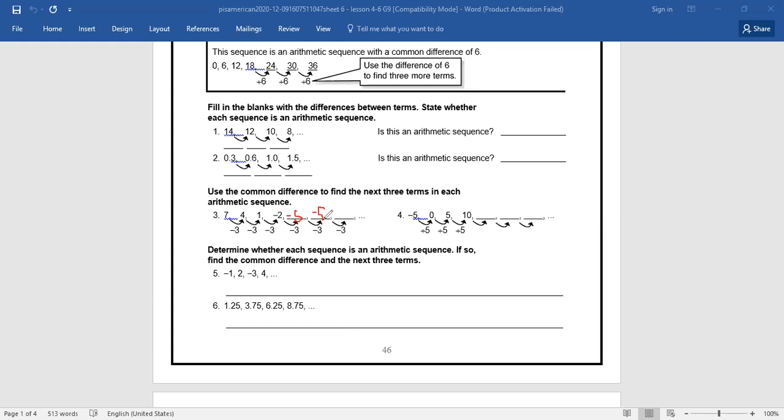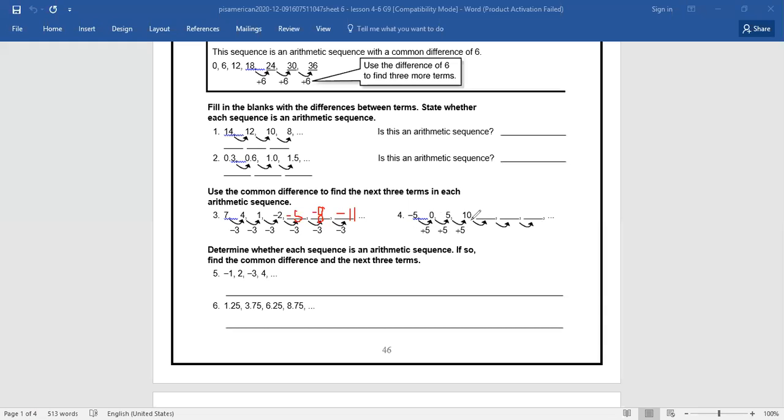It will be negative 8. And what is the next term? Negative 8 minus 3. Yes, it will be negative 11. Negative 8, okay, correct? Any objection, guys? No. Okay. Let's move to the next question.